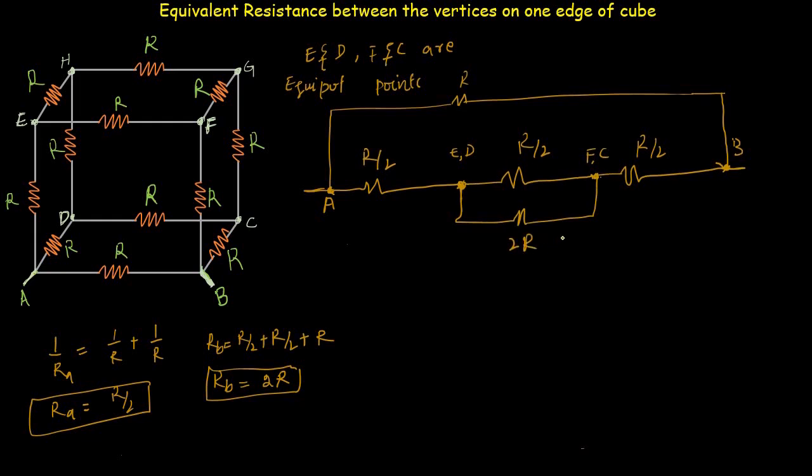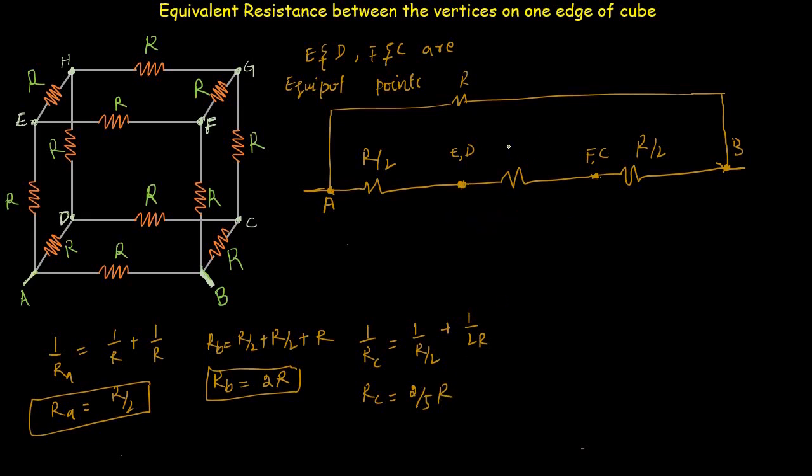So now if you look again into this network, then you will see that these two resistors are connected in parallel. So the equivalent resistance of these two resistors is, let's say, 1 divided by Rc is equal to 1 divided by R divided by 2 plus 1 divided by 2R. So Rc from this equation will be equal to 2 divided by 5 into R. So now let's replace these two resistors by its equivalent resistance of 2 divided by 5 into R.